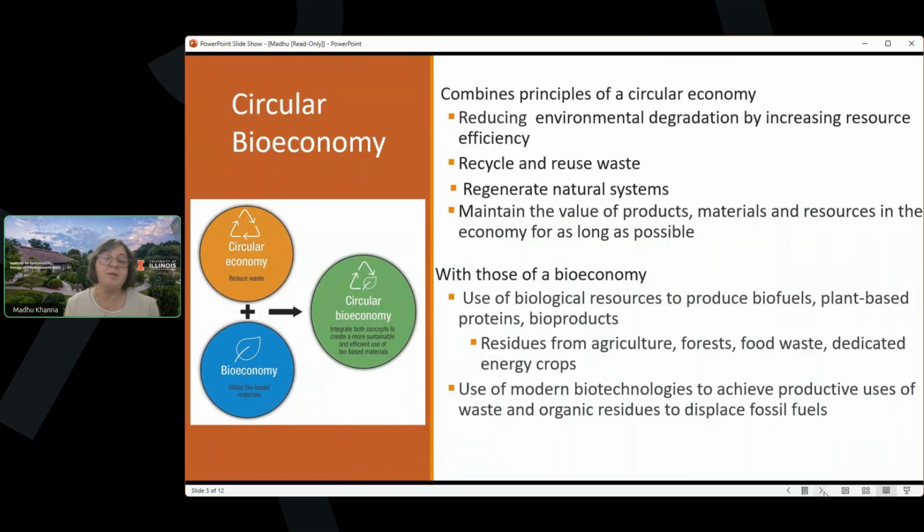And combining this so that any waste that cannot be reduced, recycled, or reused can be converted into bioproducts and bioenergy using modern biotechnology. So using residues and other plant-based feedstocks, we can produce numerous products, including biofuels, plant-based proteins, and bioproducts, that can displace the need for fossil fuels.